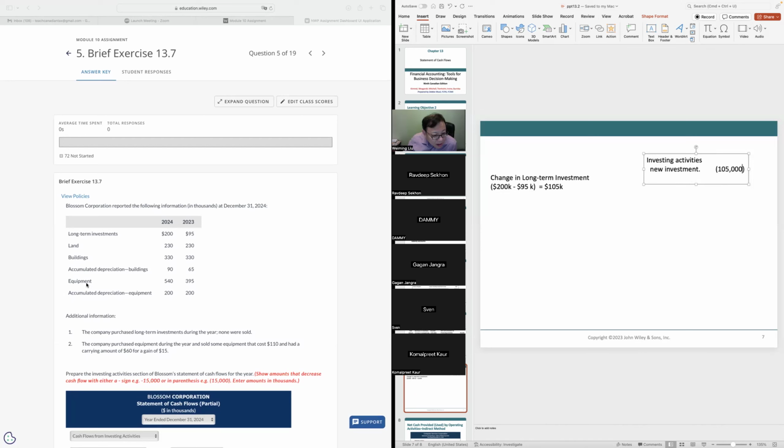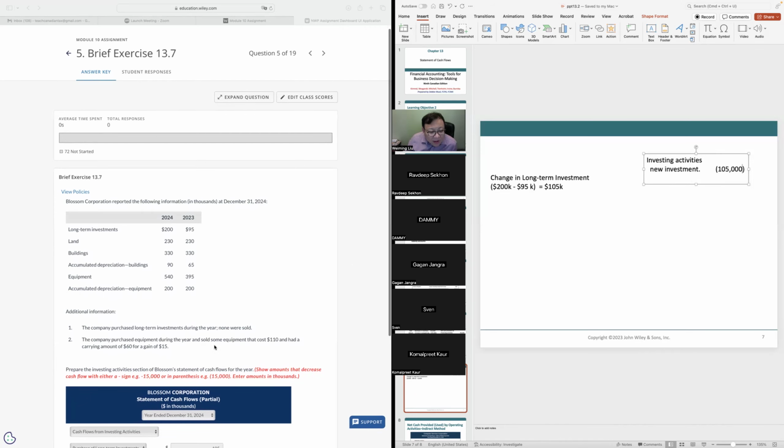Now, equipment. So equipment is a little bit interesting. Okay, so I'm going to do a few things, right? The company purchased equipment during the year. They sold some equipment, cost 110,000, had a carrying amount of 60,000, for a gain of 15,000. So I have to use the T account here, for equipment.